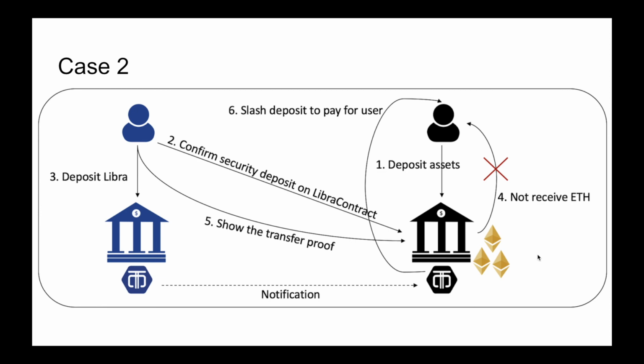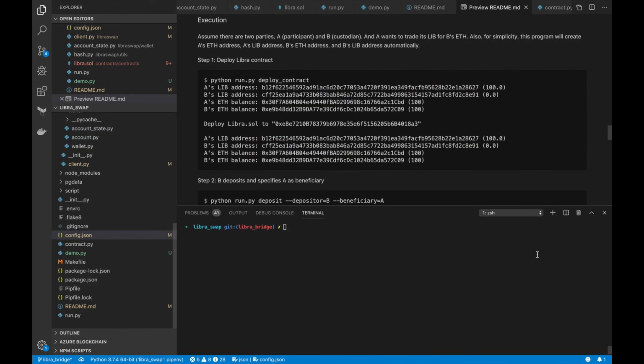Okay, let's have a demo. I have already deployed the smart contract to Ganache and I also created a local Libra swarm. Before we start the demo, let's simplify some rules. Here we call the participant, the one who has Libra token, A, and the custodian, the one who has Ether, B. And the scenario is A wants to trade its Libra token for B's Ether.